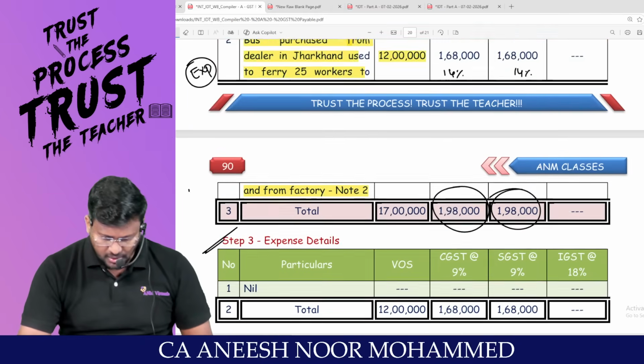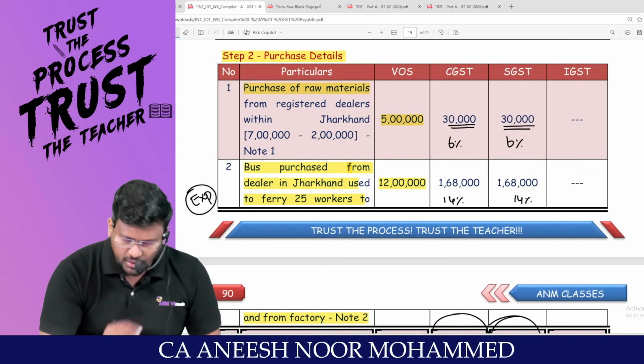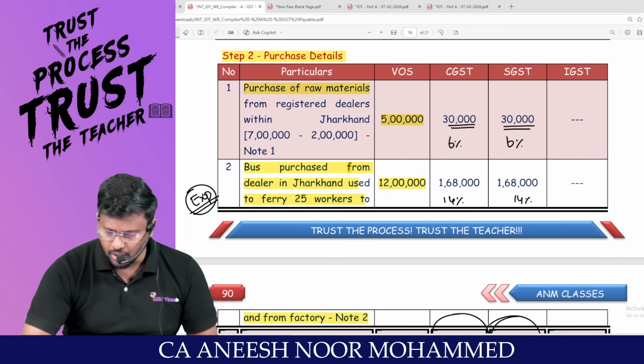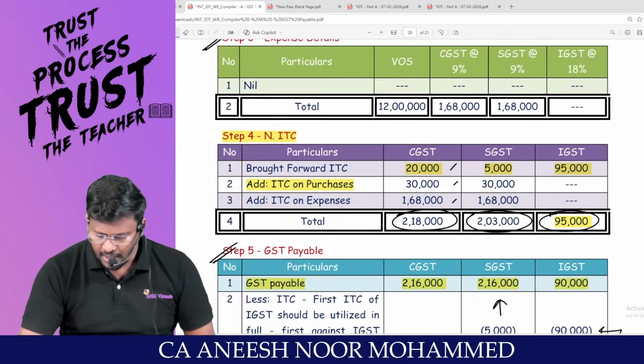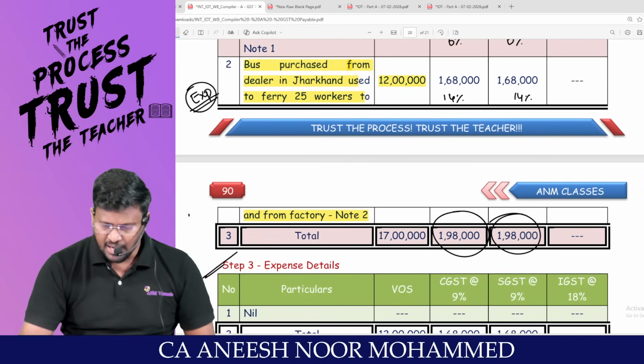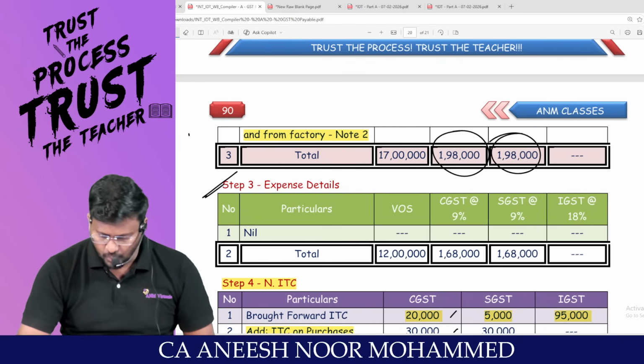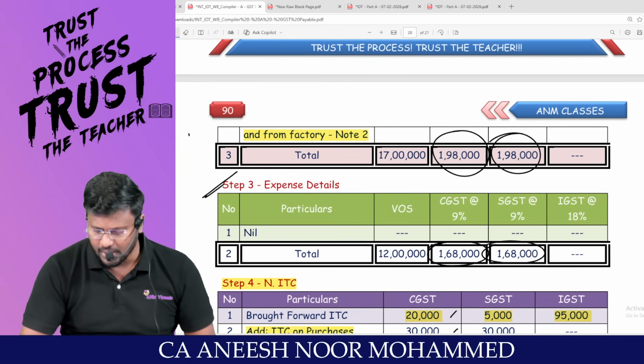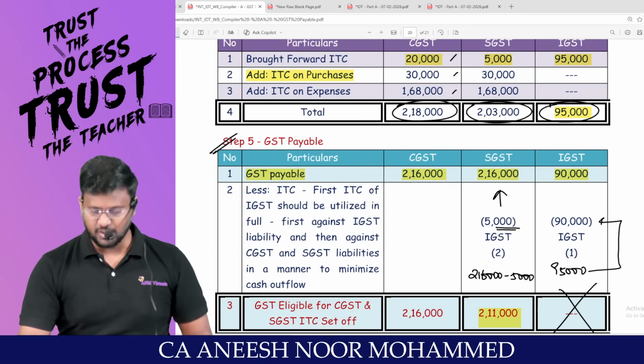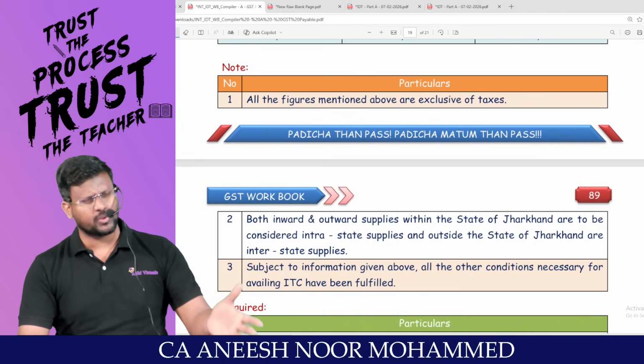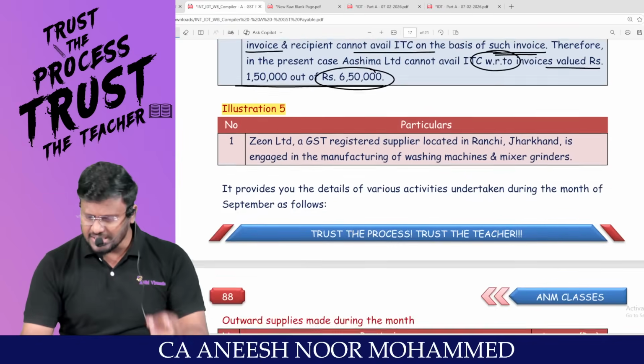My dear lovable students, in this answer alone, please show this bus as an expense. Then automatically here 30,000 will be the ITC for the purchases, and 1,68,000 and 1,68,000 will be the total for the expenses. Very easy, straightforward question. Nothing is there.